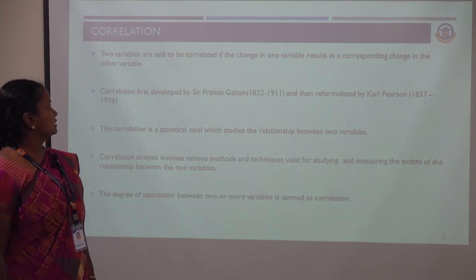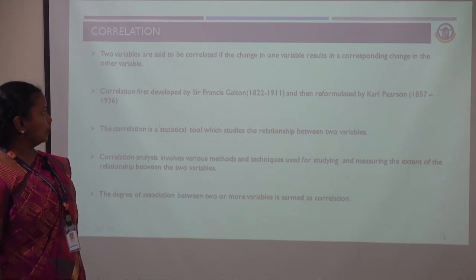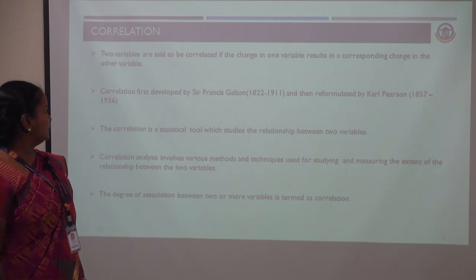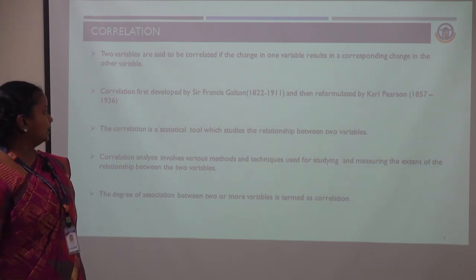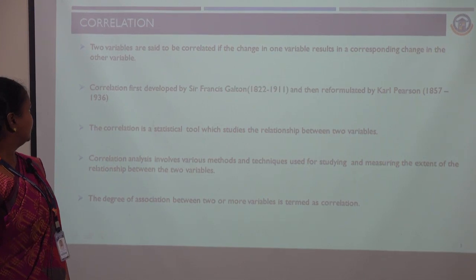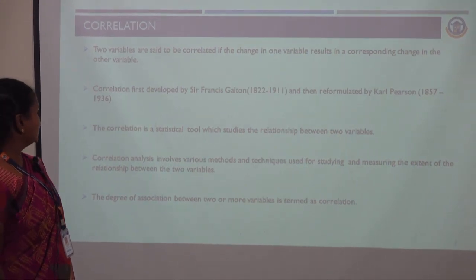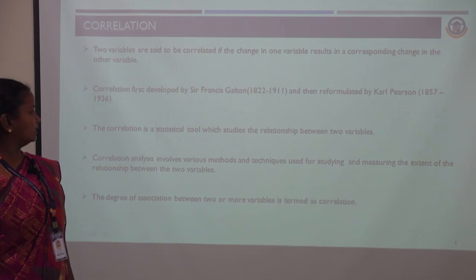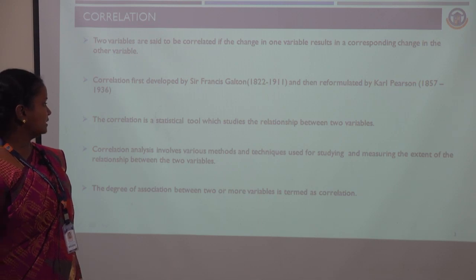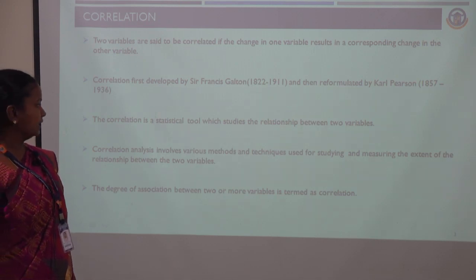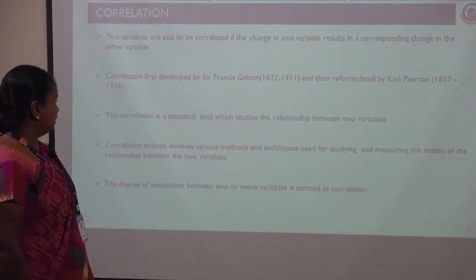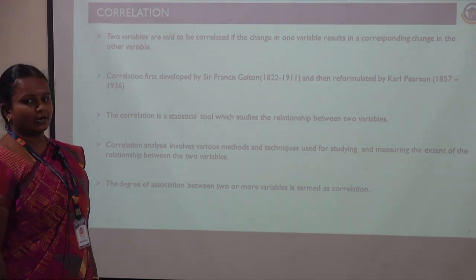Two variables are said to be correlated if a change in one variable results in a corresponding change in the other variable. Correlation was first developed by Sir Francis Galton, 1822 to 1911, and then reformulated by Karl Pearson, 1857 to 1936. Correlation is a statistical tool which studies a relationship between two variables. Correlation analysis involves various methods and techniques used for studying and measuring the extent of the relationship between the two variables. The degree of association between two or more variables is termed correlation.